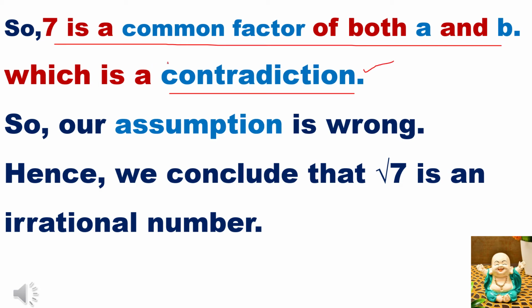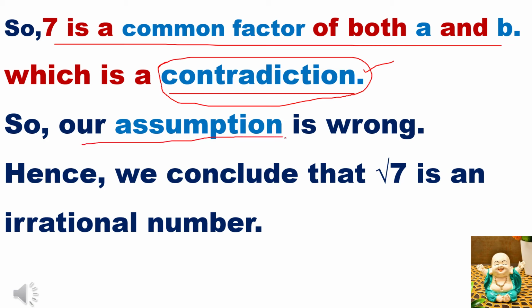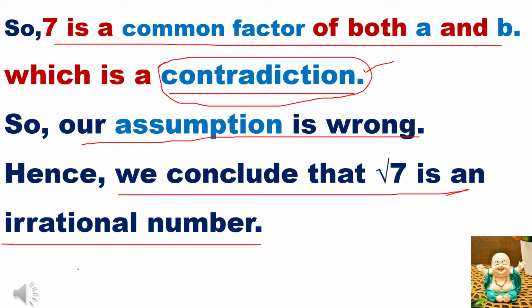This word is very important to prove this type of question, because this method is called the contradiction method. So we write the statement: our assumption is wrong, hence we conclude that root 7 is an irrational number.